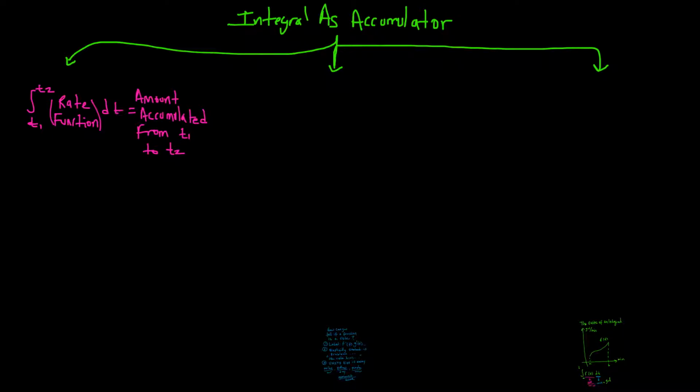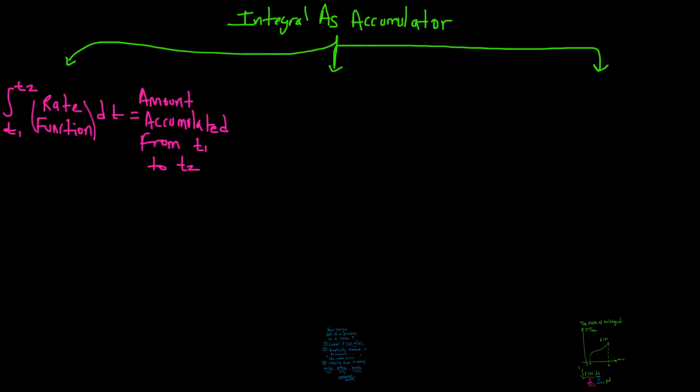of a rate function, it has to be a rate function, from some t1 time to t2, what you get out of that integral is the amount accumulated from time t1 to time t2. So the integral of a rate is equal to an amount. The integral of rate is amount.